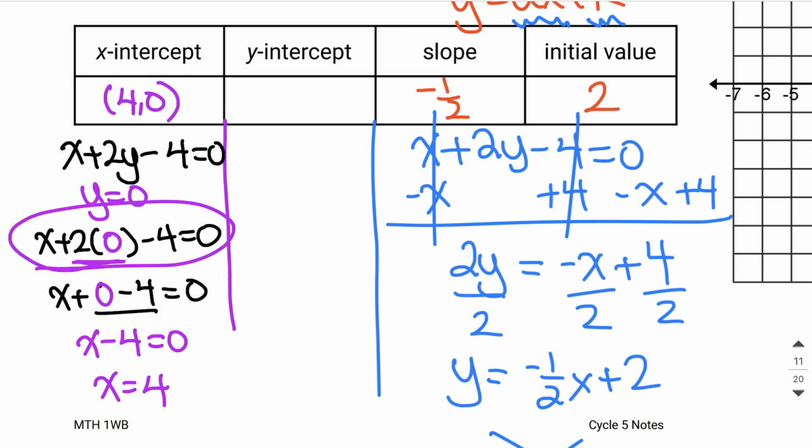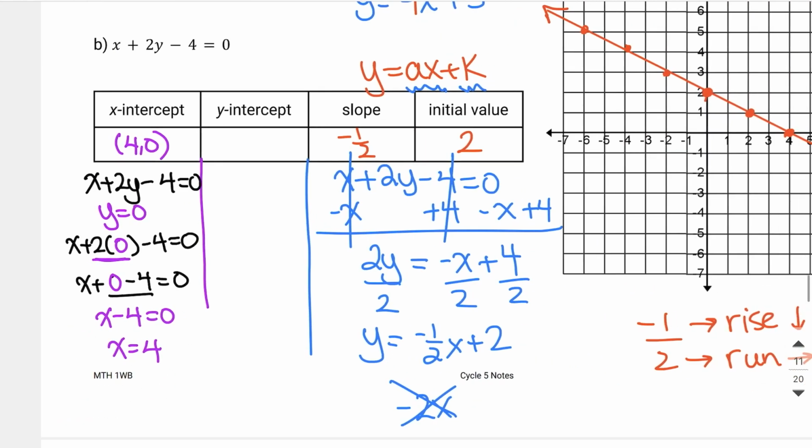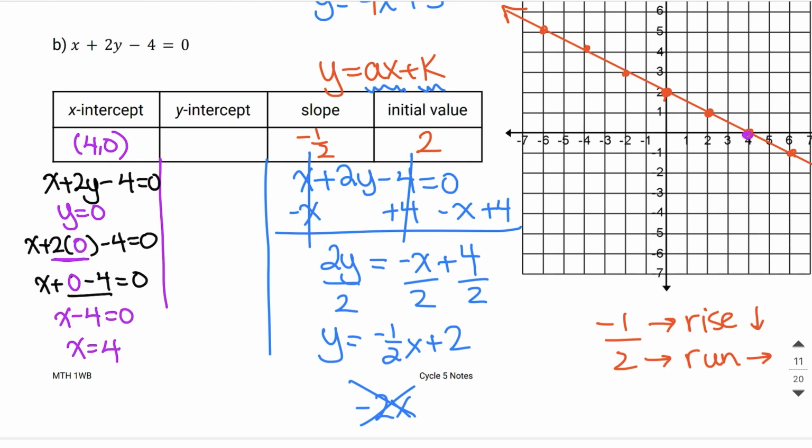Just a quick note, if you get to this step right here and you just want to cross that out and go straight to this line, that is totally fine. I showed it step by step so you can understand what's going on. But again, if you understand how to get straight to that line, you're good to go. Okay, so we know that our x-intercept should be at (4, 0), and take a look at that. On our line, our x-intercept is at (4, 0).